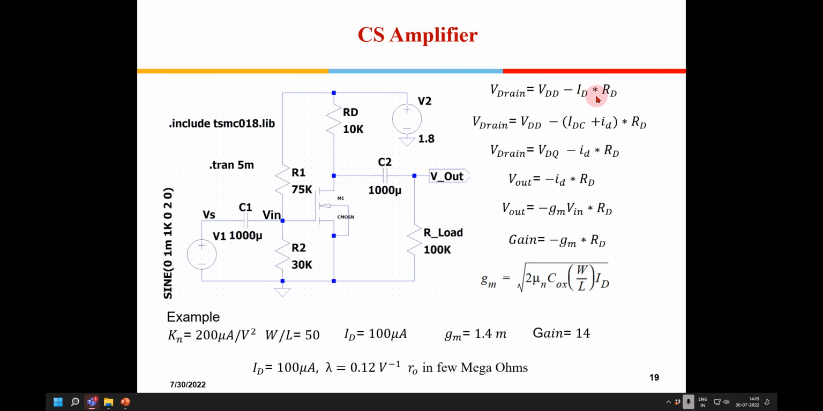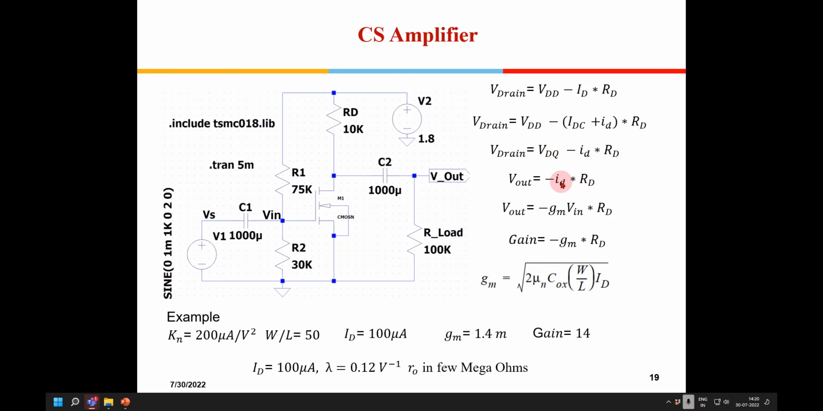V drain is VDD minus ID RD. Now I write this as DC component plus AC component. I have removed the bracket, and VDD minus IDC RD is the DC voltage available here before application of the small signal, which I am representing as VDQ. Now, there is a capacitor put out here, so this DC component goes off, and I will get small id into RD.